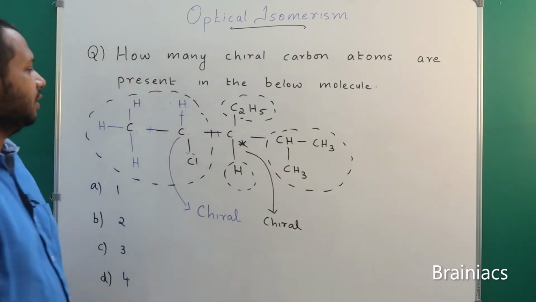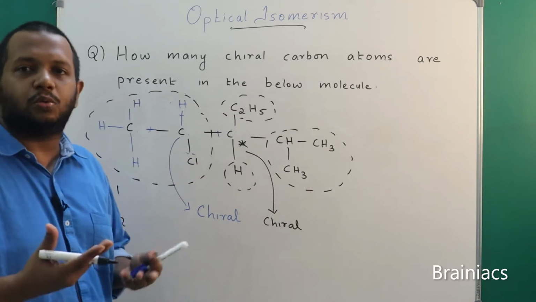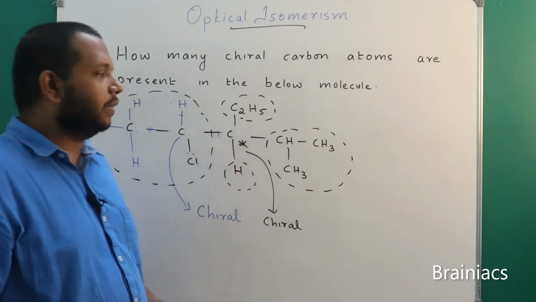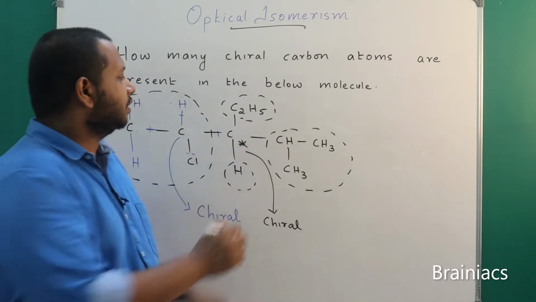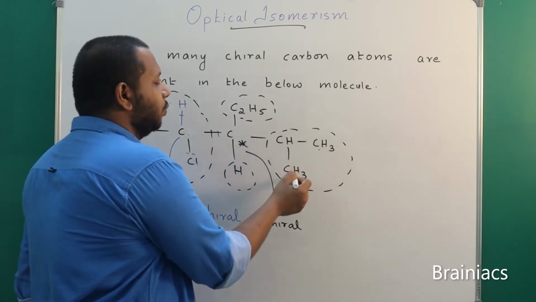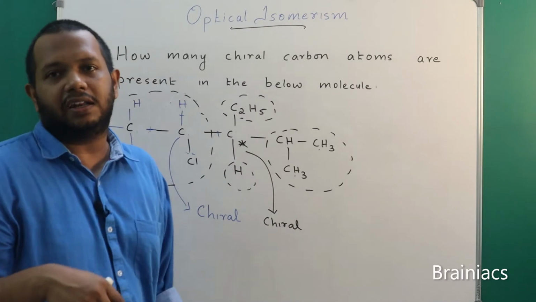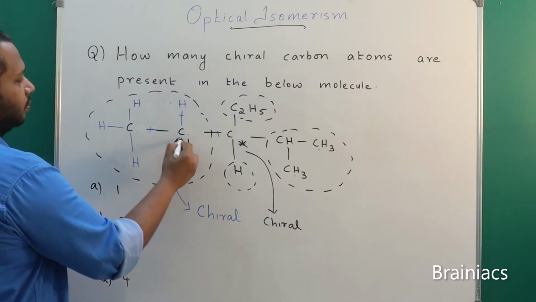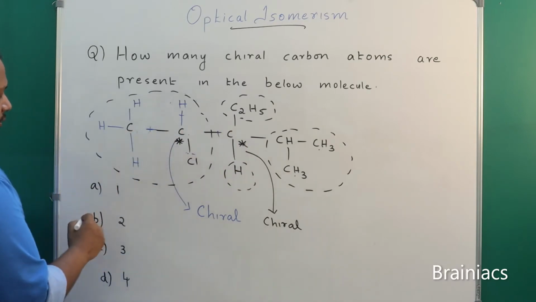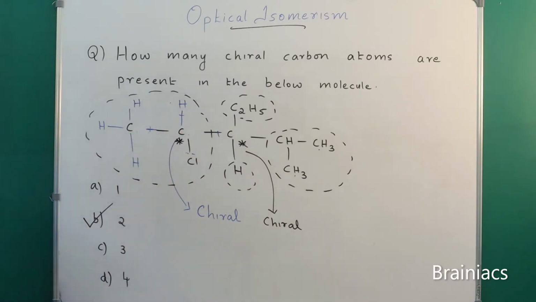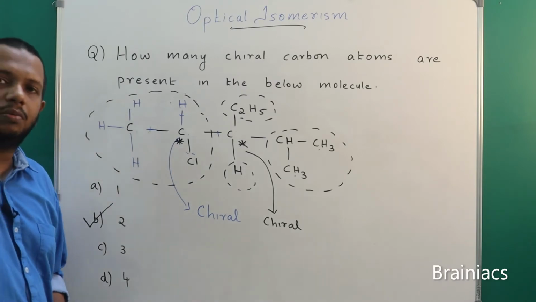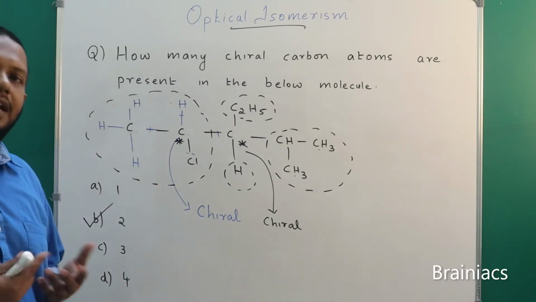Now if you look at this carbon, C2H5, we know that two hydrogen atoms are already there, CH2, CH3, so it won't be chiral. Here also, if you see this carbon atom, you have one CH3 here, one CH3 here, so both are identical. So I can say there are two chiral carbon atoms, one is this one and the other is this one. So the answer is option B. I hope it is clear for you. Please try it out. Now we'll go to the next theory part.